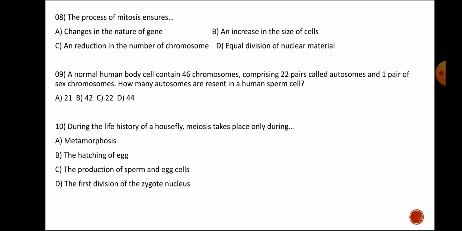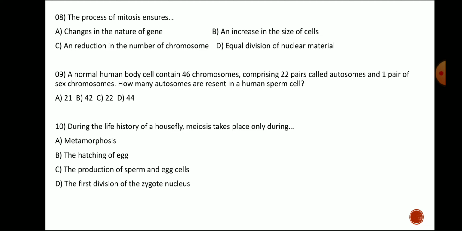Next question. During the life history of a housefly, meiosis takes place only during. The options are A, metamorphosis, B, hatching of egg, C, production of sperm and egg cell, and D, first division of the zygote nucleus. The correct answer is production of sperm and egg cell.